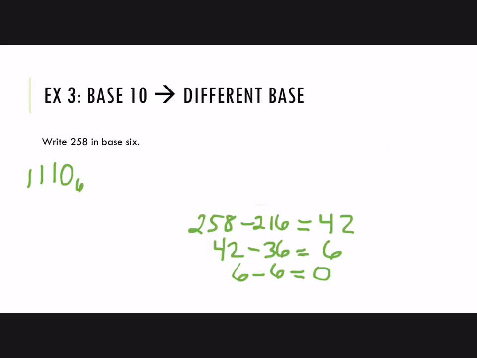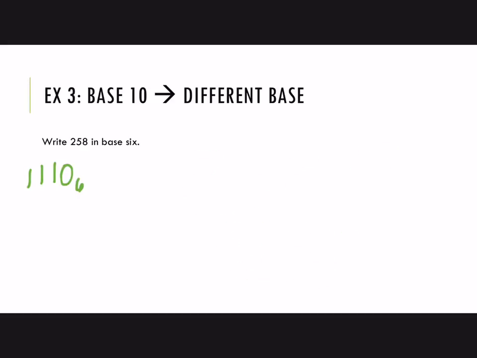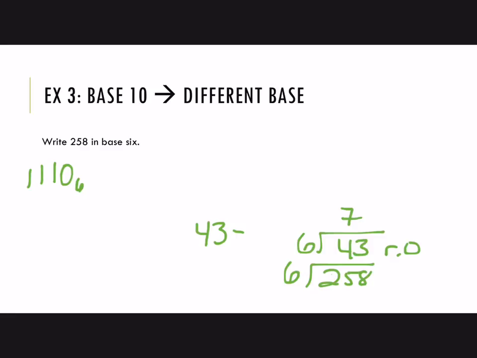And then let's look at method 2. Okay, start with 258 and divide by 6. And that's 43, remainder 0. Okay, 6 goes into 43 7 times. And then 6 times 7 is 42. So subtracting, that leaves a remainder of 1.